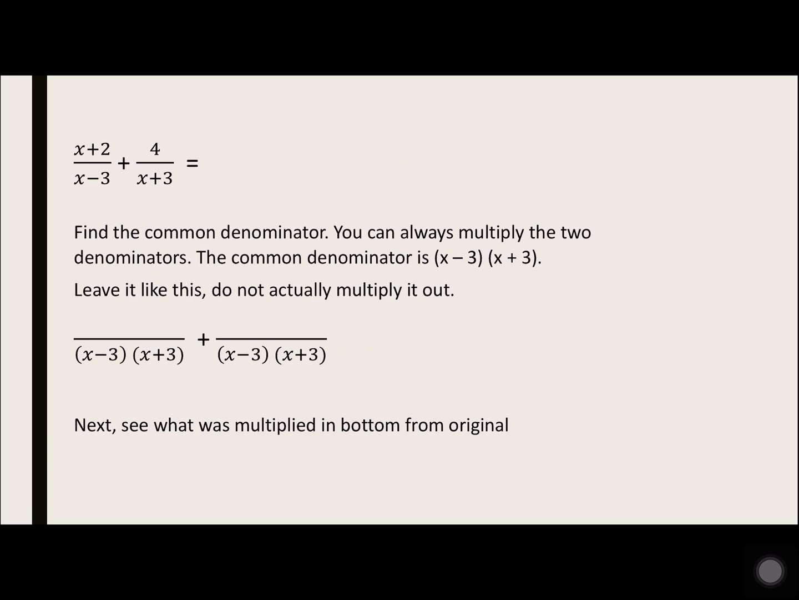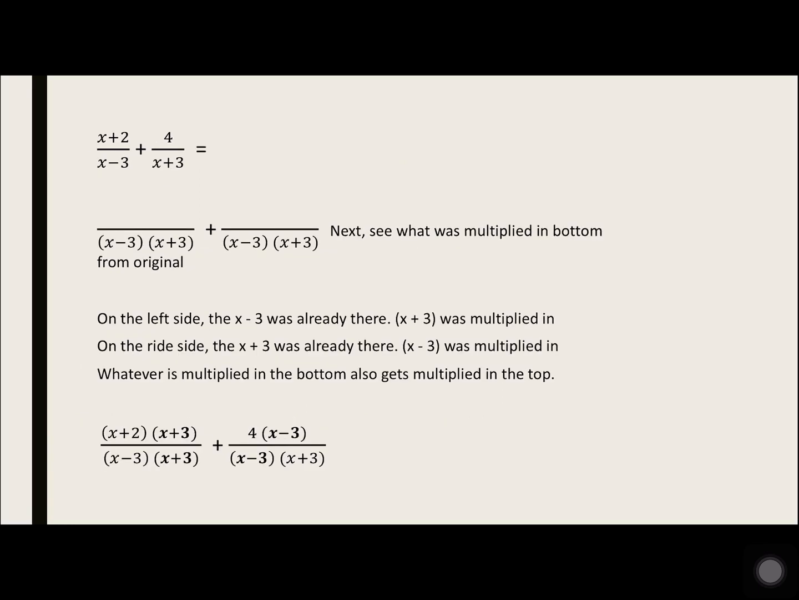Now see what was multiplied in the bottom from the original. On the left side, x minus 3 was already there, so x plus 3 was multiplied in. On the right side, x plus 3 was already there, so x minus 3 was multiplied in. Whatever is multiplied in the bottom also gets multiplied in the top.